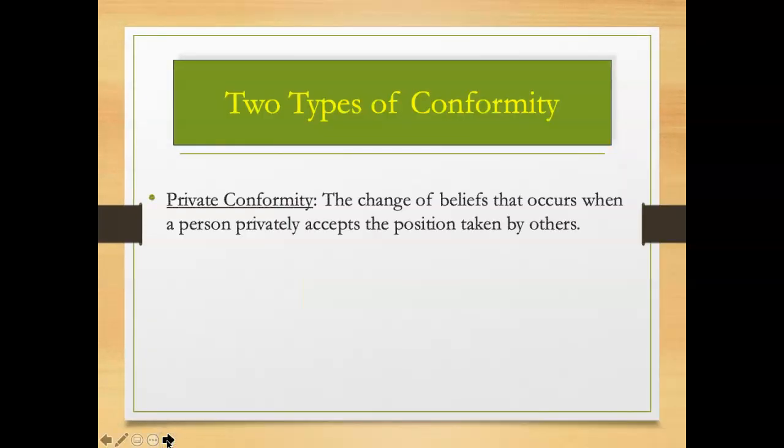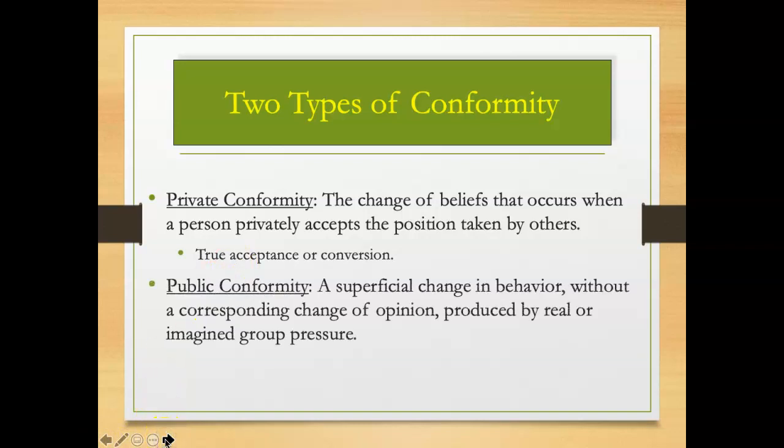Now, two types of conformity. We can talk about private conformity, the change of beliefs that occurs when a person privately accepts the position taken by others. So there's actual change in the person's beliefs. True acceptance. Public conformity is a superficial change in behavior without any change of opinion. It's produced by real or imagined group pressure, as we've seen in Asch, but it's purely public, and there's not really much change in the person.